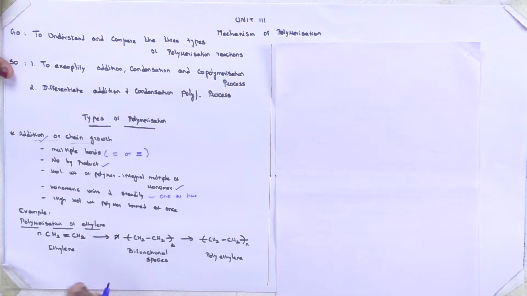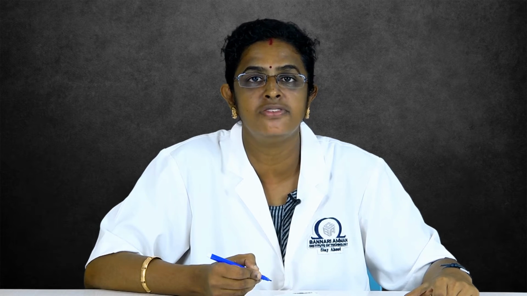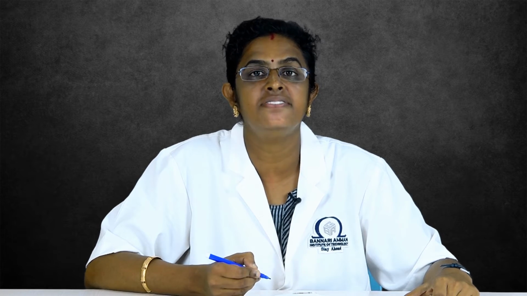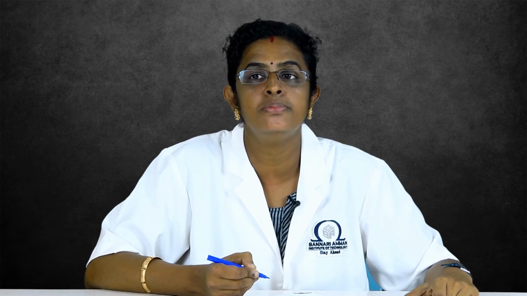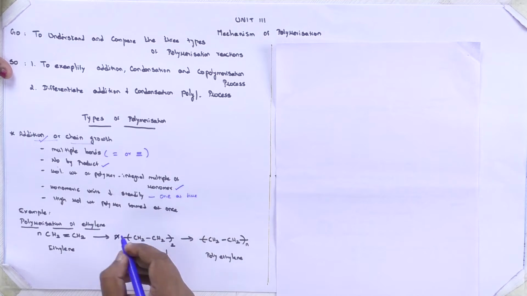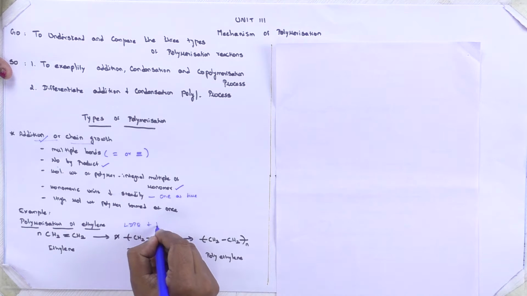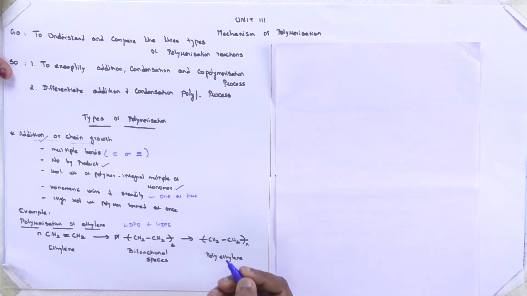One example is polymerization of ethylene. This is commonly known as polyethylene. We use it in the form of bags and everything. So polyethylene is a very important polymer. Two types of polyethylene are available nowadays, LDPE and HDPE: low density polyethylene and high density polyethylene. So this is one case of low density polyethylene. We take ethylene, which is the monomer here.